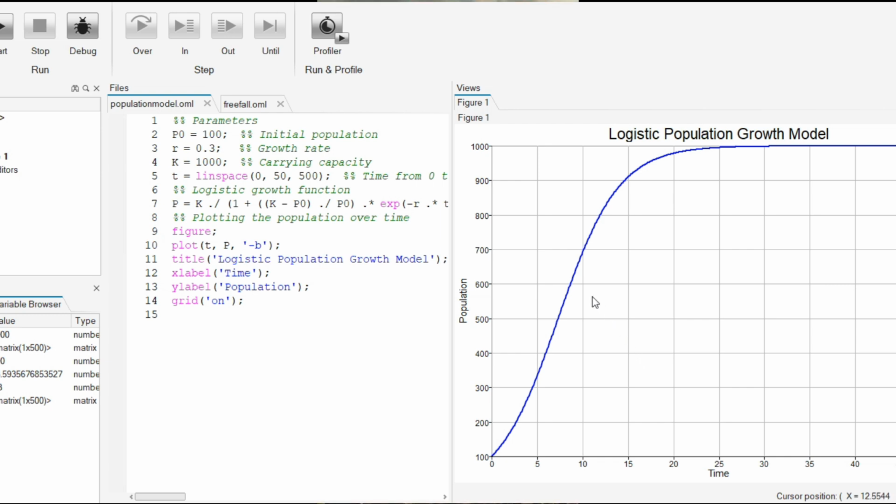The population never exceeds the maximum limit. Instead, it approaches the carrying capacity and stays there. This model is realistic. It is used to study population growth in nature, spread of diseases, economics, and environmental science.